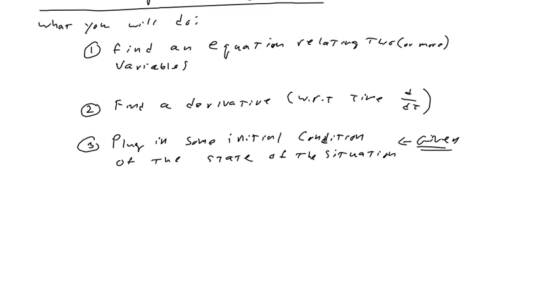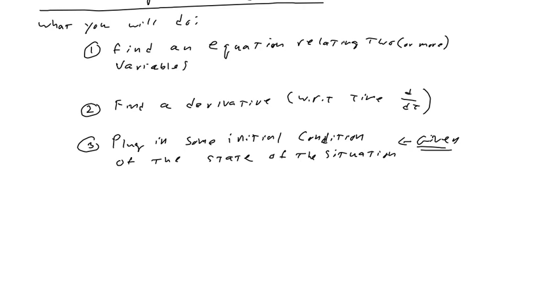You'll be given some initial information of the current state of the situation you're talking about. Some variables, you will know some information. And you're going to plug that information into the derivative equation that you get and solve for the part that you don't know. Solve for the unknown. Plug in some initial condition of the state of the situation. And that information will be given to you from the problem.